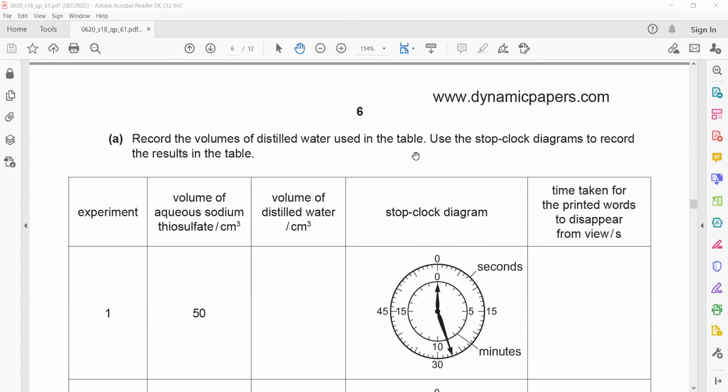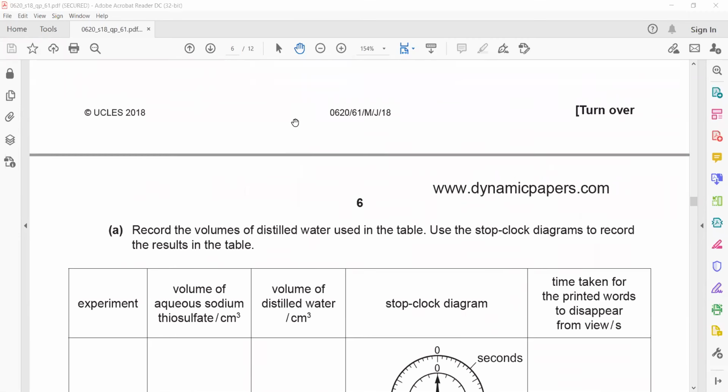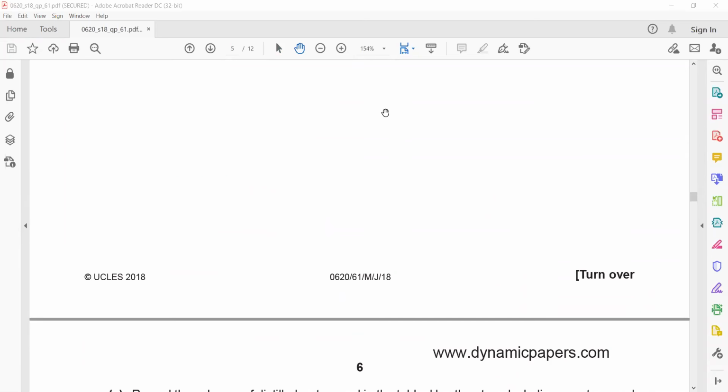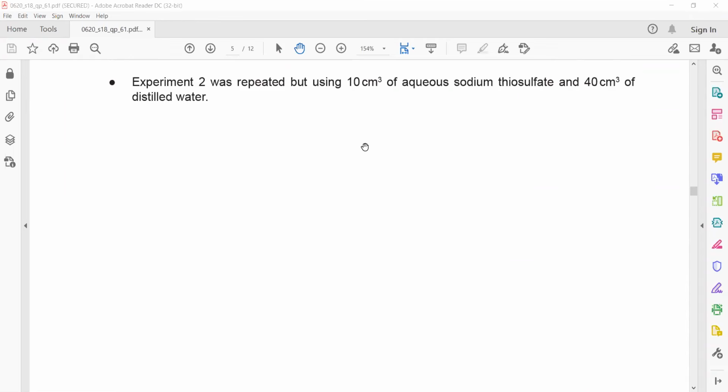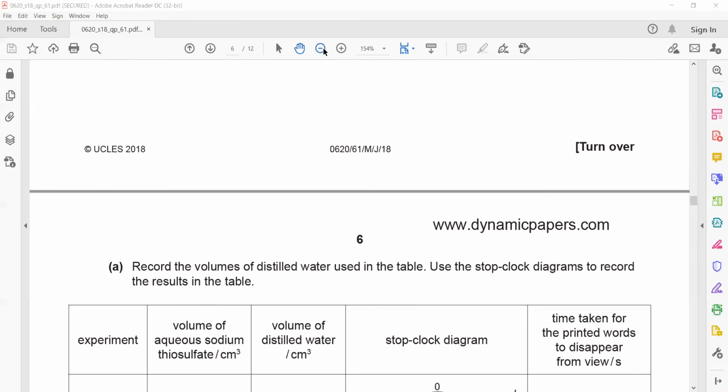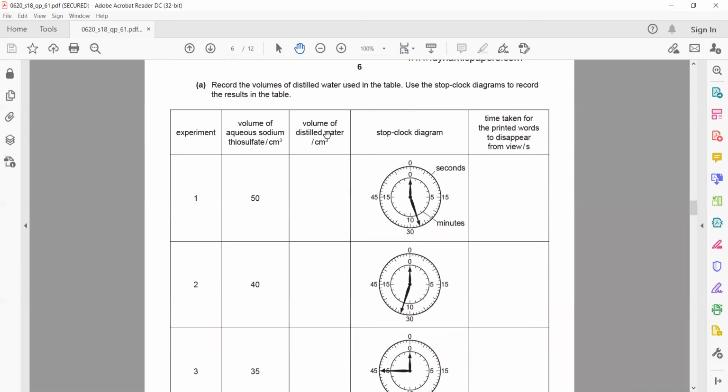Record the volume of the distilled water. Why do we add distilled water? Because if the total volume of a solution is the same, then the concentration and volume of each component are directly proportional to each other. The component which has a greater volume has more concentration. So record the volume of the distilled water used in the table.